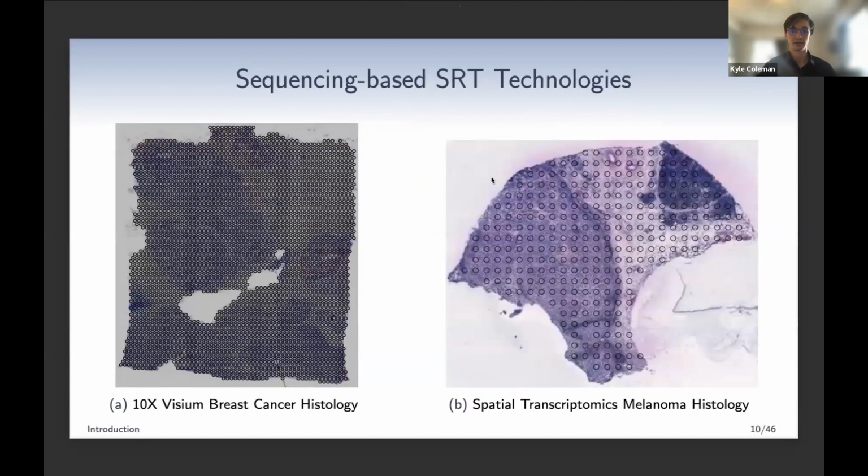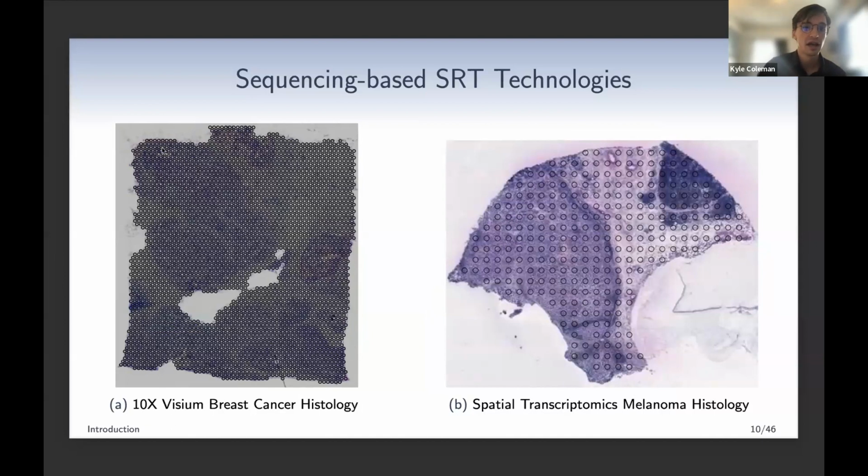And this slide just shows the difference between two different sequencing-based SRT technologies. On the left is a tissue section that was analyzed using 10x Visium from a breast cancer tissue section. And on the right is a melanoma tissue section analyzed using spatial transcriptomics. And overlaid on the histology, I have the relative size and locations of the SRT spots that were sequenced.